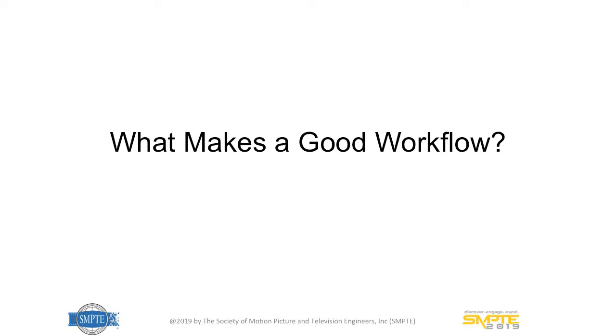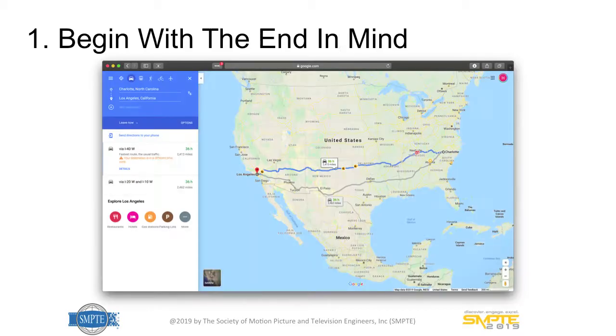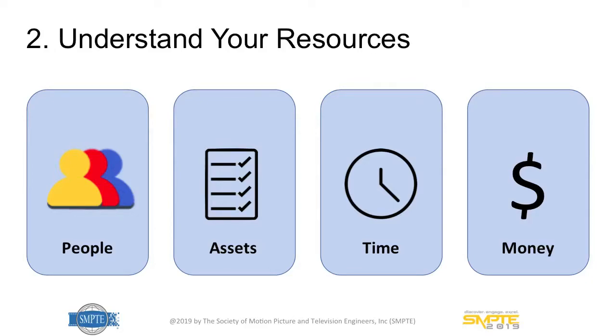So what makes these good workflows? Well, I live in Charlotte, North Carolina. I had to find a way to get here, and as you can see, I had to find the end, right? Begin with the end in mind. Now, I had a lot of options to get there, and we'll go through those shortly. But the next thing I had to do was understand the resources. We all have finite resources out there, our people are assets. Some would say, are people not assets? My HR department would say otherwise. They're people. Assets are very different. We have time, of course, and we have money.